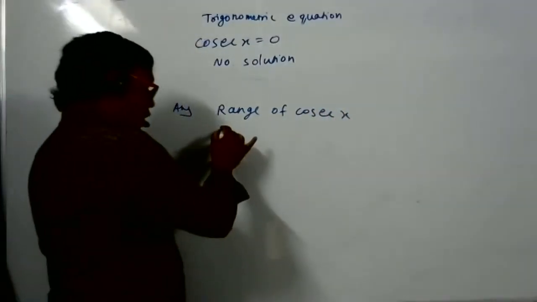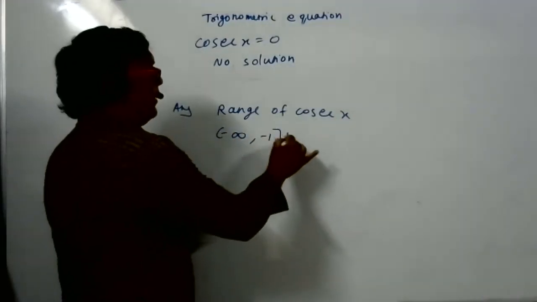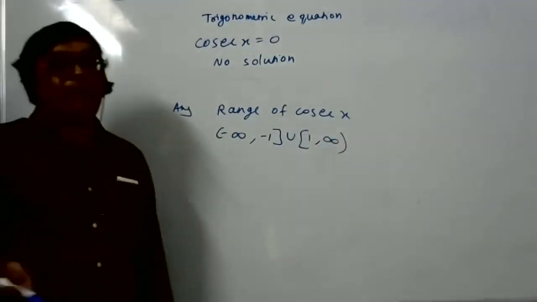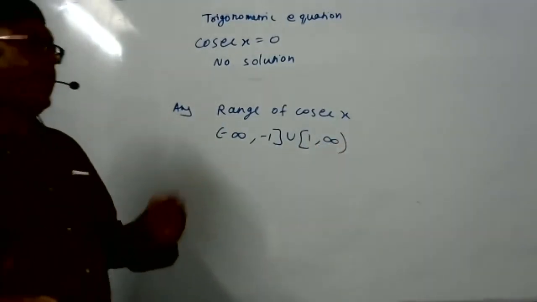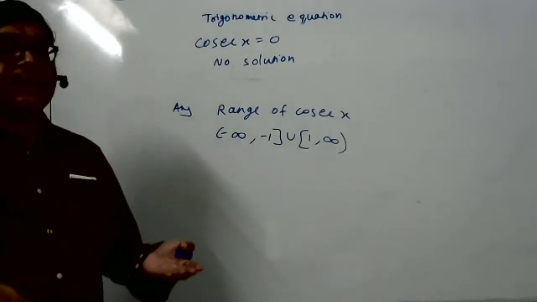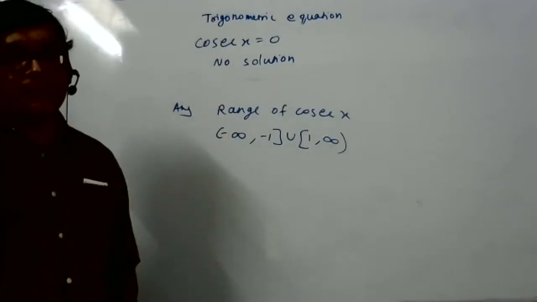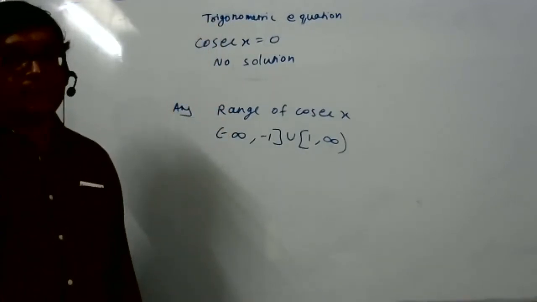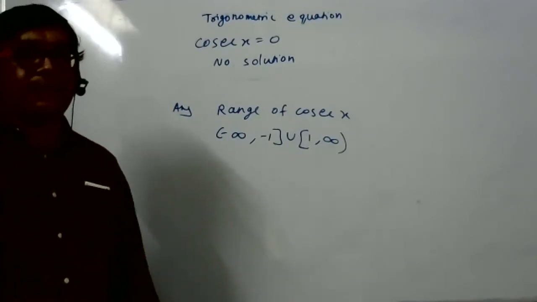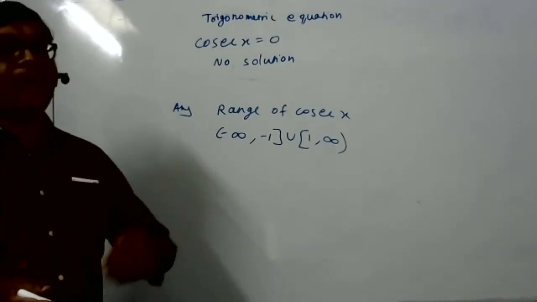It was taught: negative infinity to minus 1 union 1 to infinity. It is very important. There is no angle for which cosecant x takes values between minus 1 and 1. You can draw the graph. The cosecant x graph will always be above 1 and below minus 1. Will it become 0 anytime? No, sir. Shall I draw the graph and show you, or you can just refer to the graph which I gave you? Cosecant x will not take any value between minus 1 and 1.